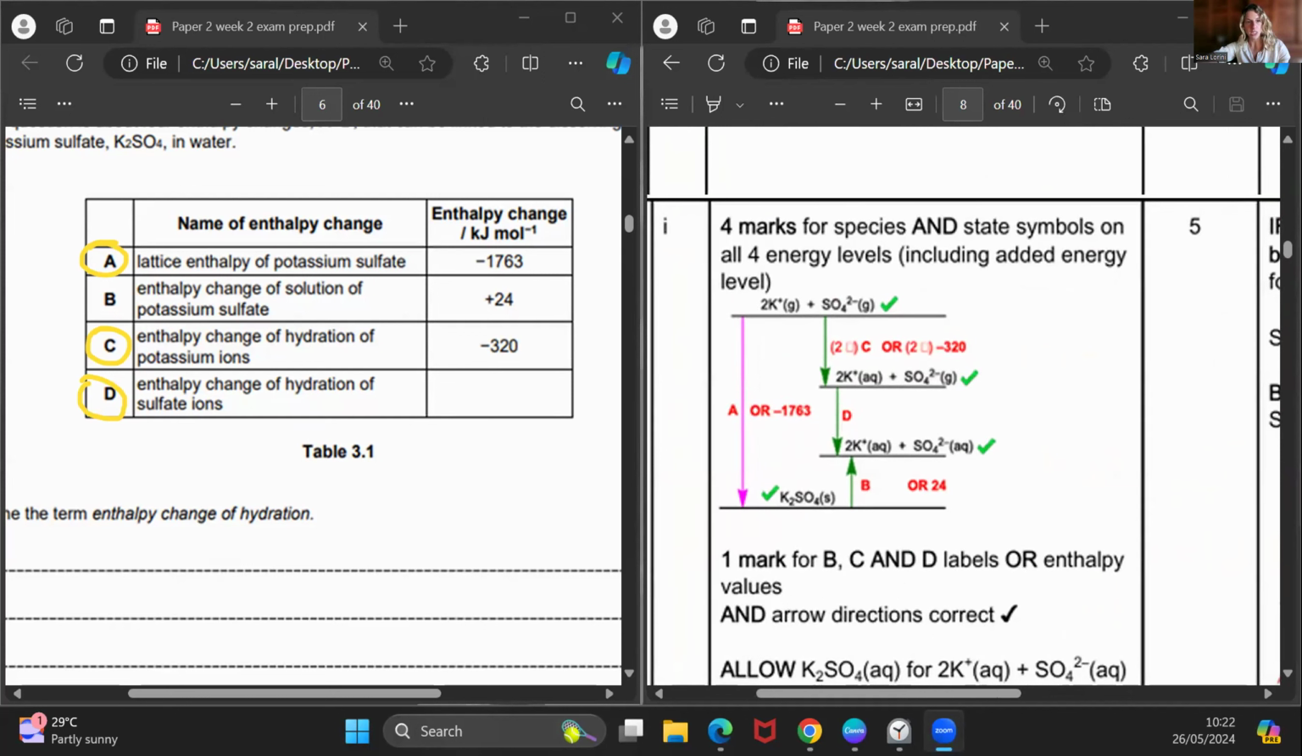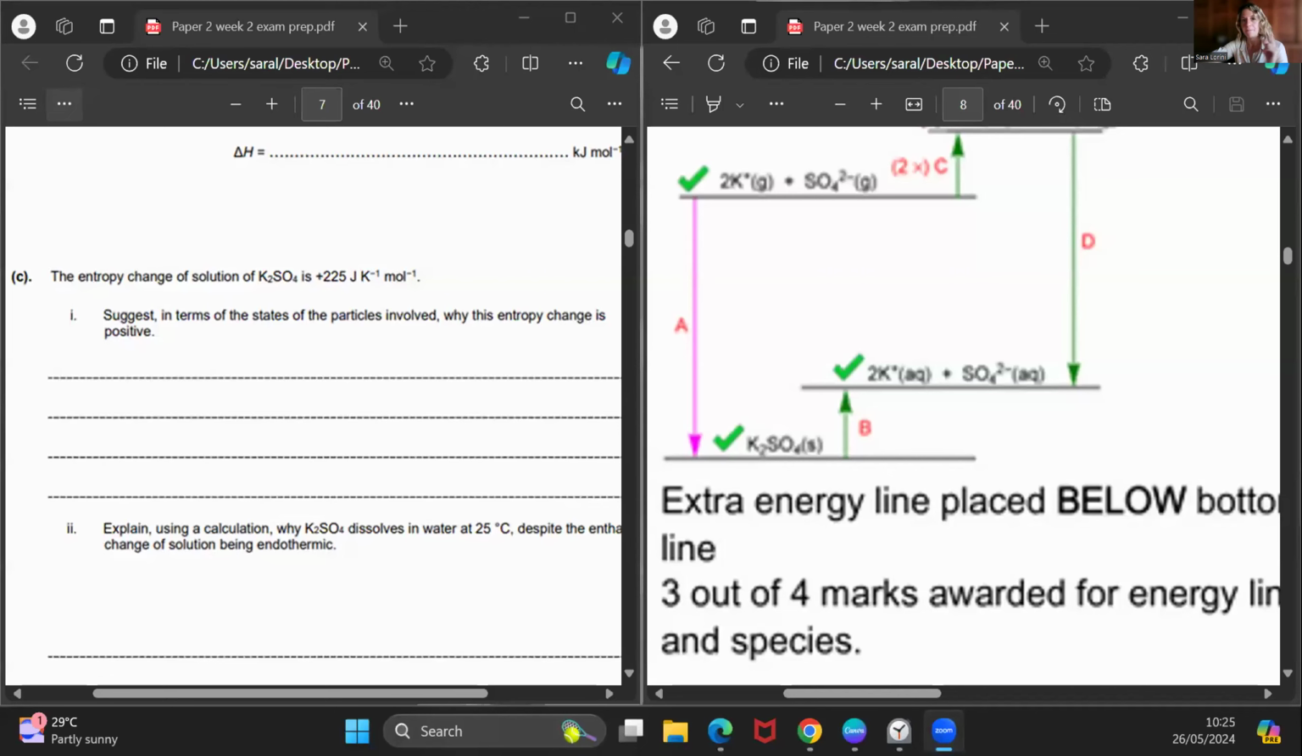If you still have any questions, just send me the picture and I can double check if we got all of them. Let's look at the entropy one. Remember that the entropy change. So here we're looking at the enthalpy change of solution, which is the solid lattice to the aqueous ions.